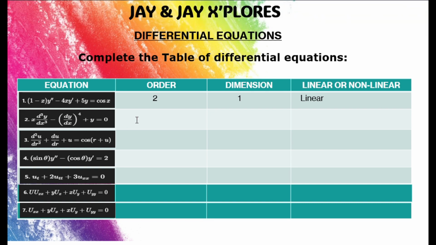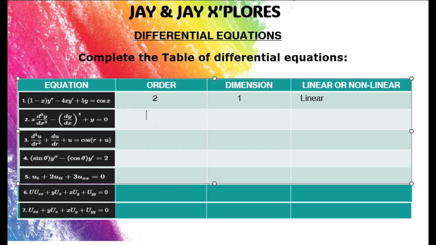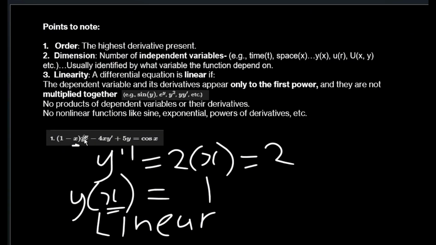So let's put in the values there. For the order we have 3. Let's come to the dimension. The dimension was just 1. That was y of x. And then for linearity, we could see that the equation was not linear. So this is a non-linear equation because of the degree of the derivative, which was 4.